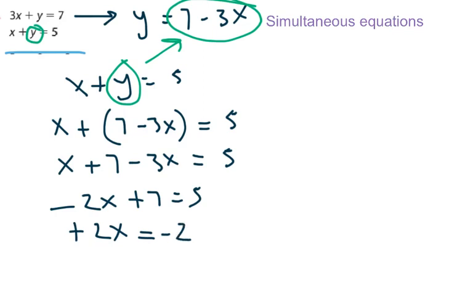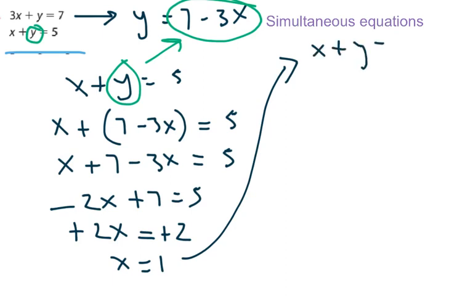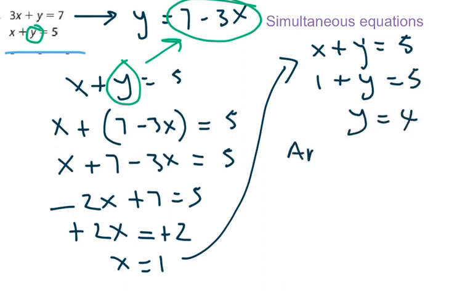If they're both negatives, I can make them both positives. That means 2x equals 2, x equals 1. Now if x is equal to 1, then I can go x plus y is equal to 5. That's this equation here. And I know x is equal to 1, so 1 plus y is equal to 5, y is equal to 4. So my answer is x equals 1, y equals 4.